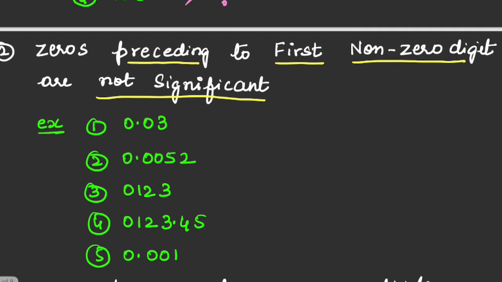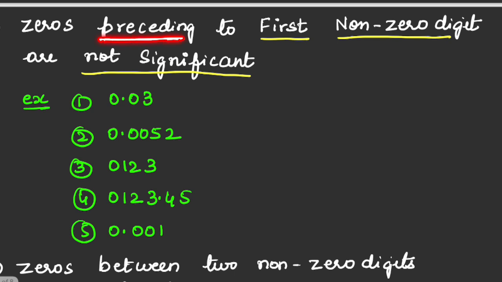So we will go for the second rule. Zeros preceding the first non-zero digit are not significant. What is the meaning of this? Preceding meaning is coming in front of. In front of what? The first non-zero digit. Here you can see this is a non-zero digit. So in front of this non-zero digit, if zeros are there, they are not significant. Now we will write how many significant figures are there. In this, there is only one significant figure, that is 3.